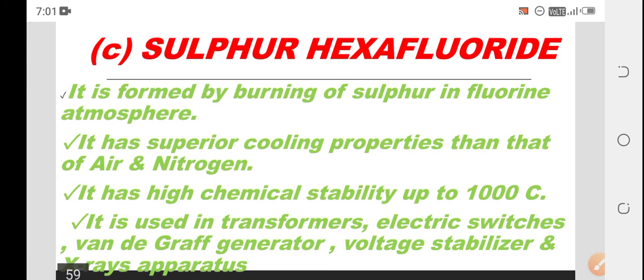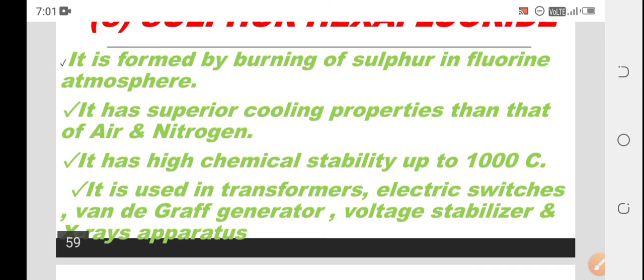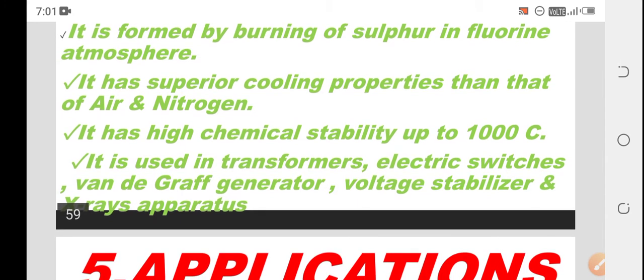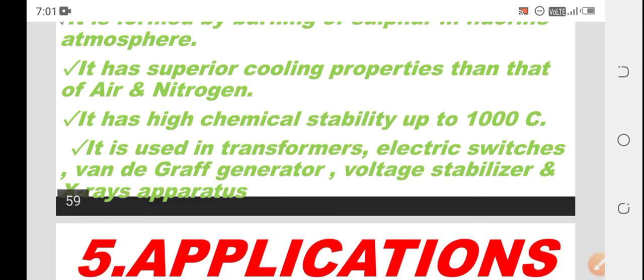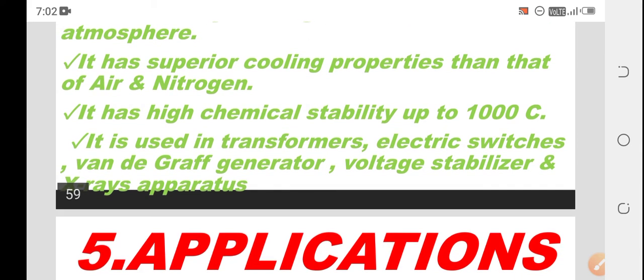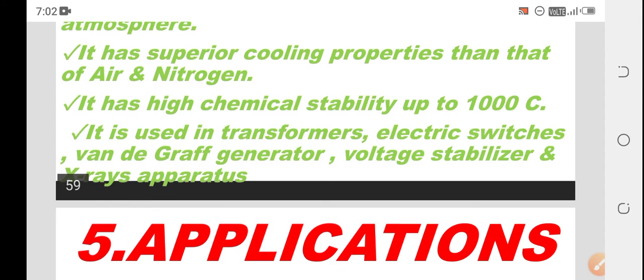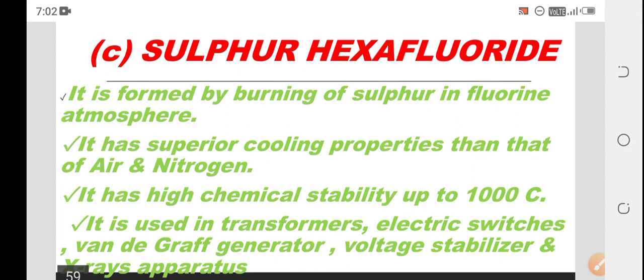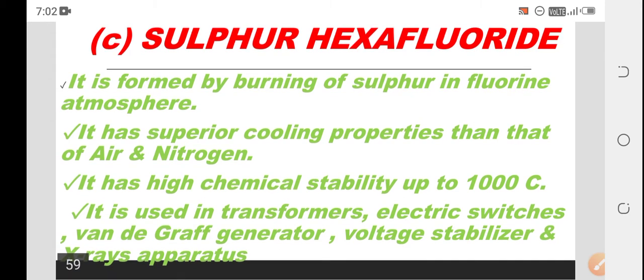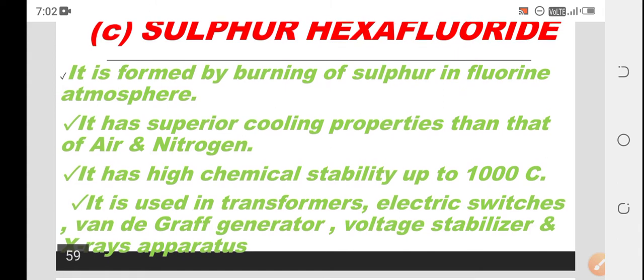Sulfur hexafluoride. It is formed by burning of sulfur in the fluorine atmosphere. It has superior cooling properties than air and nitrogen. It is better than nitrogen and air. It has high chemical stability up to 1000 centigrade. It is used in transformers, electrical switches, Van de Graaff generators, voltage stabilizers, and X-ray apparatus. So this is about sulfur hexafluoride. So here, air, nitrogen, sulfur hexafluoride are the gaseous type of dielectric materials.